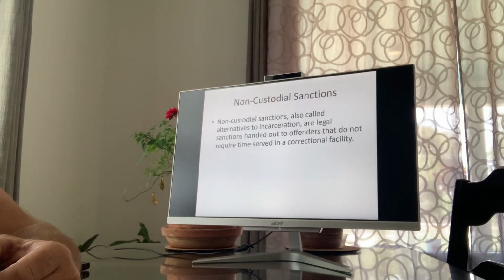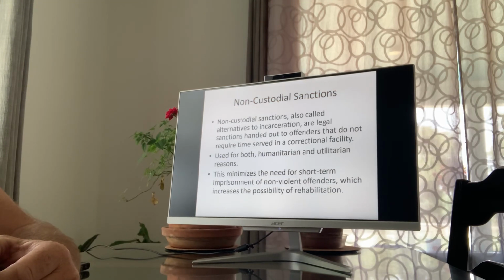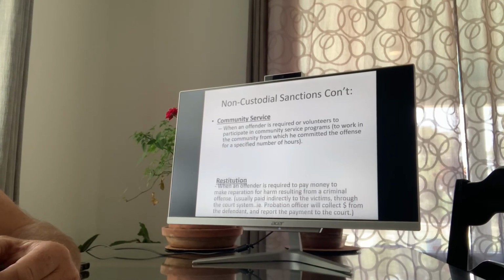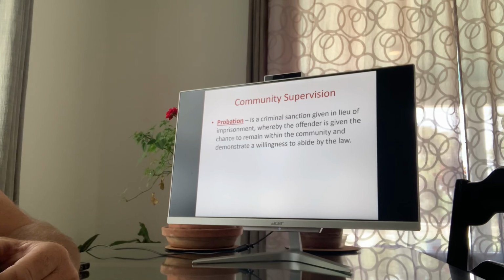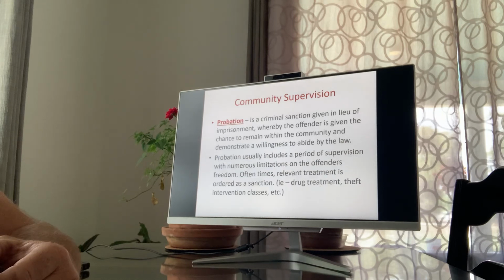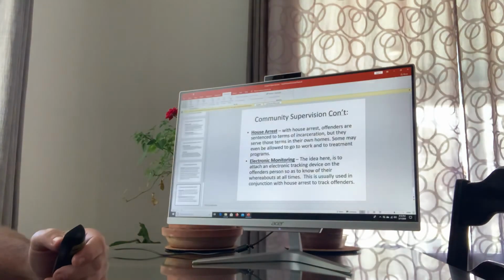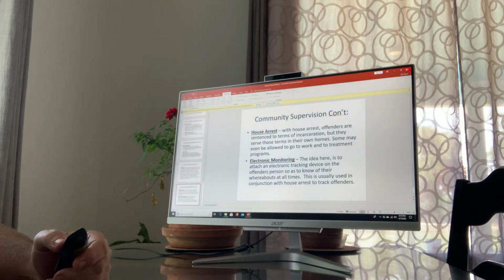Okay. Moving on, we're not going to deal with non-custodial sanctions until we talk about probation here next. There we go. Community supervision. Probation is a criminal sanction given in lieu of imprisonment, etc. Understand what the definition of probation is and what that concept is in general. Okay, that's all of Chapter 8. Moving on to Chapter 10.